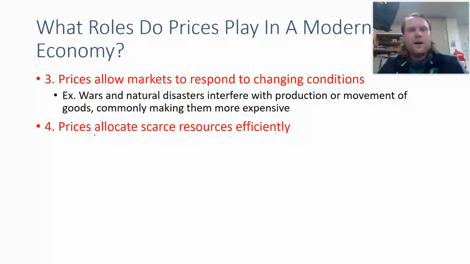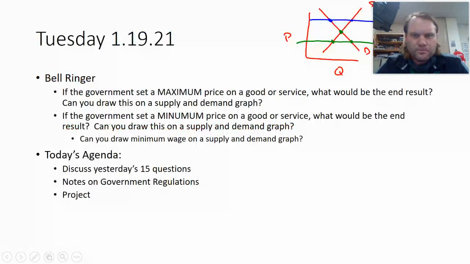And last, setting prices is probably going to allocate our scarce resources about as efficiently as possible, right? Meaning that people who want them the most are going to be able to buy them. People who are willing and able to choose to buy something else are not going to buy them. So the changing of those prices is important too.